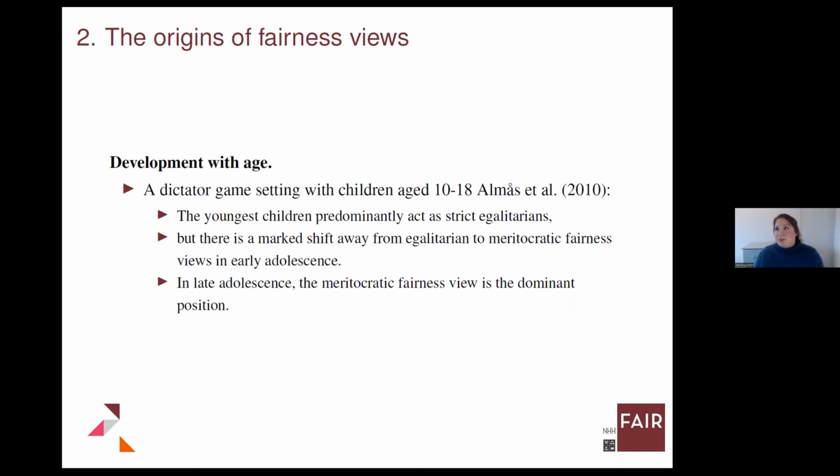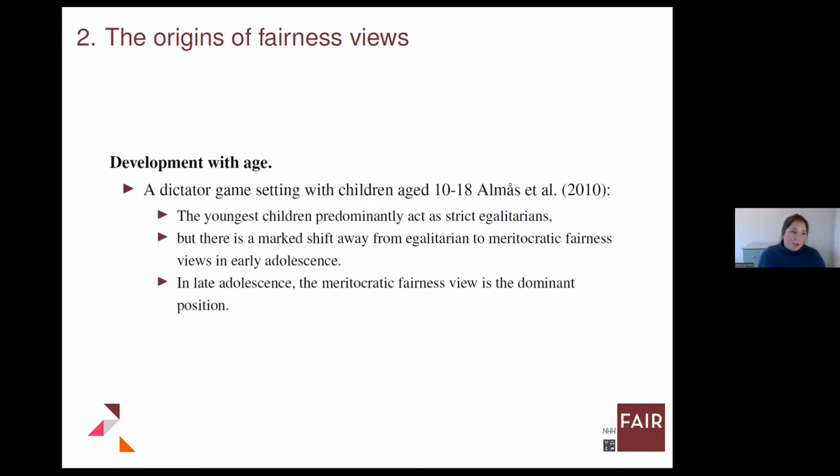Because this is the origins of those fairness views, that we might just be different in what we consider fair. If we look at one of these studies that has looked at this in kids and their development, we see that kids, when they're really young, are quite egalitarian. They just would like to split equally, whatever the source. And then they become more and more meritocratic in their fairness views, and that becomes the dominant fairness ideal when they're 18. And of course, we saw that going into adulthood.